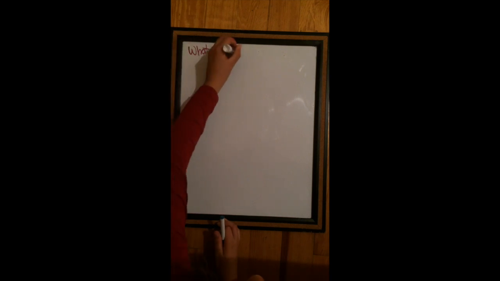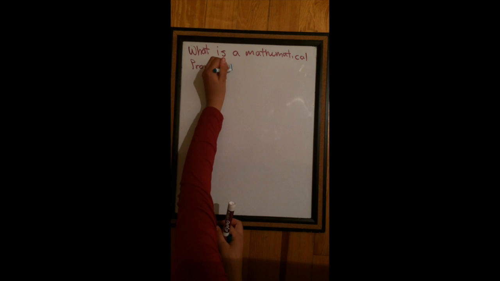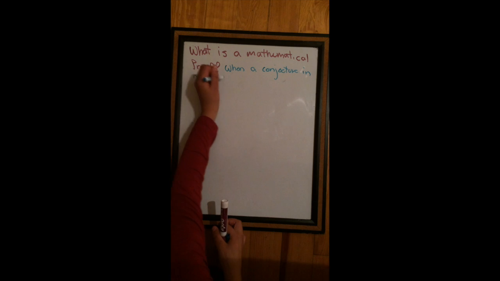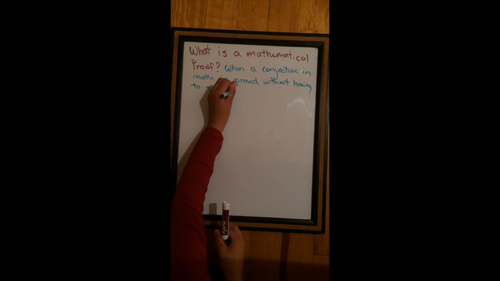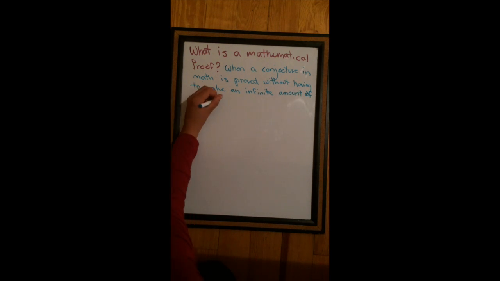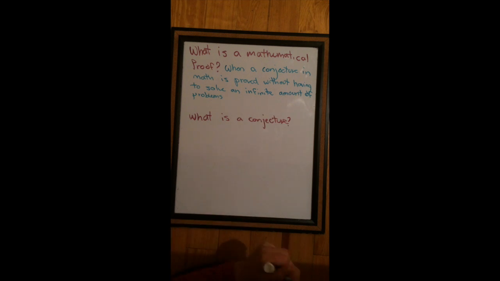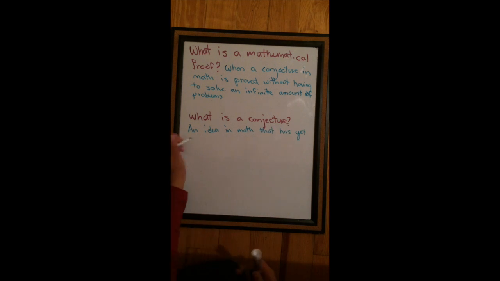To begin, what is a mathematical proof? The basic version is when a conjecture is proven to be true without having to solve every problem. An example would be the Pythagorean theorem proof. So what is a conjecture? A conjecture is basically an idea in math that hasn't been proven yet.